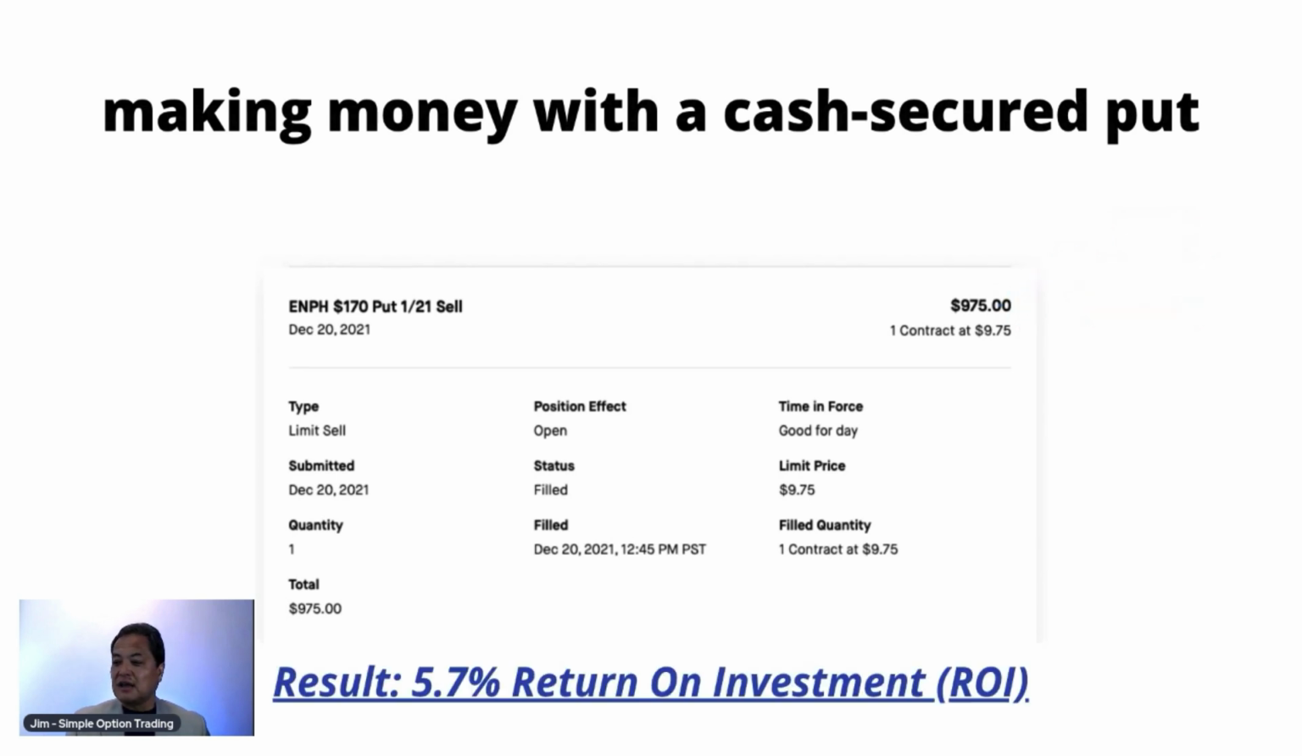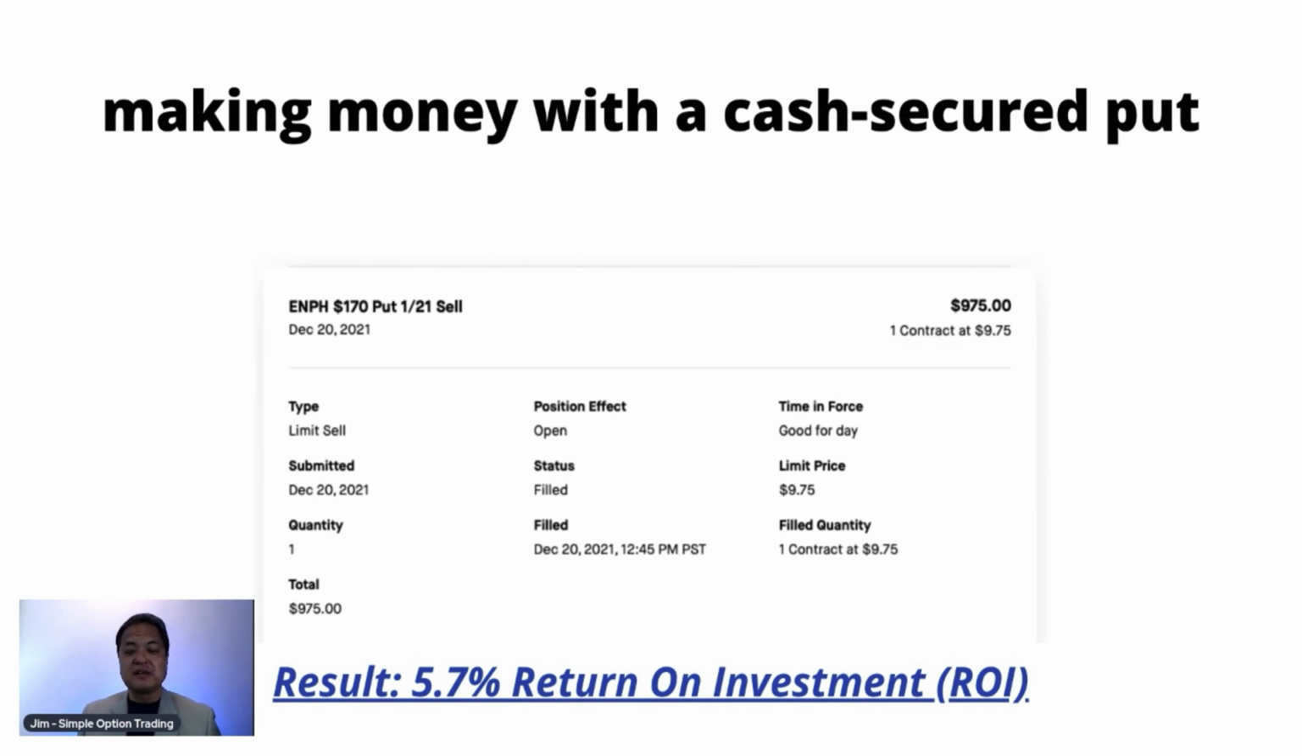If we look at how much money I reserved as my collateral, well, it's the $170 strike price times 100. So I reserved $17,000 as my collateral. And in return, after I sold the option contract, I received $975. If we look at that as a return on my investment of $17,000, it's just over 5.5%, 5.7%, for this 1-month option contract.